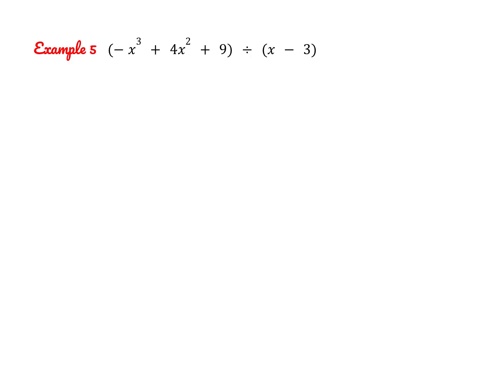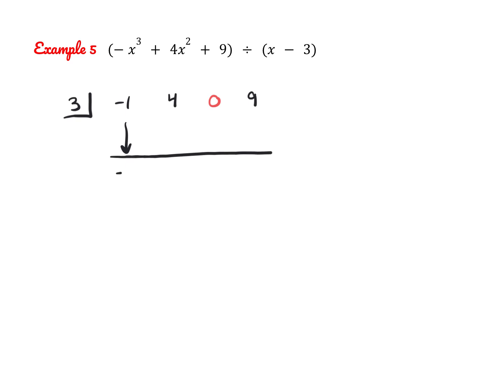All right, let's try another one together. Here I see that my divisor is x minus 3, so the number I'm going to put in my box is positive 3. And then I'm going to list the coefficients I see, noting that I don't have an x term, so I do need a 0 placeholder here, just like with our long division. So I have negative 1x cubed, 4x squared, 0x, and then 9 is my constant.